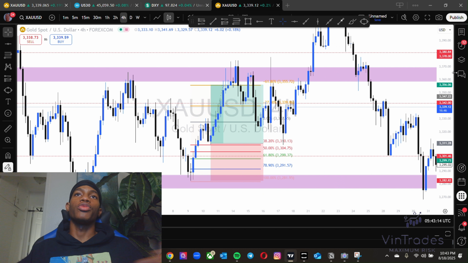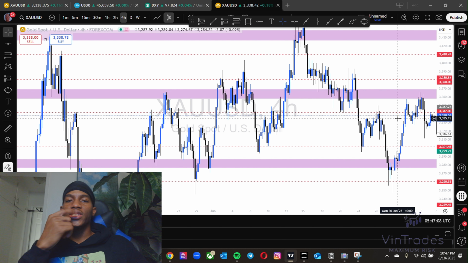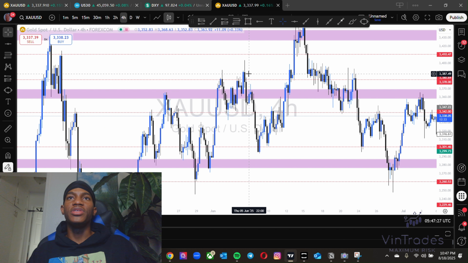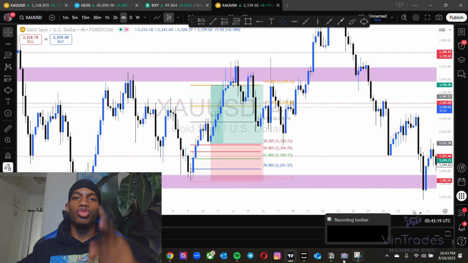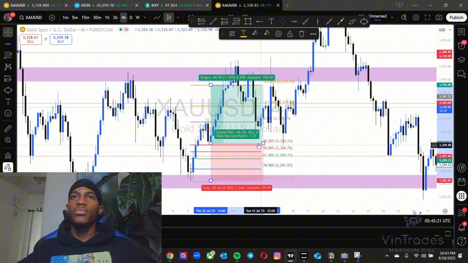This is how to place a proper stop loss. Easy as that, no struggling. One thing you guys should avoid doing is putting your stop loss in the wrong place, which your stop loss should not be. And I'm going to show you an example. I have seen so many traders make this mistake. This is the mistake you guys should not be making.